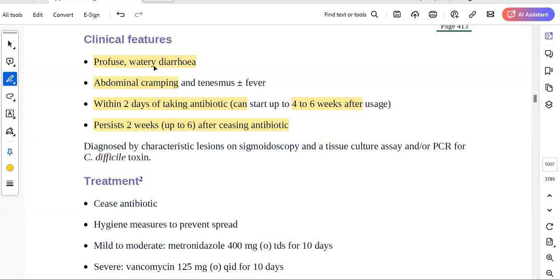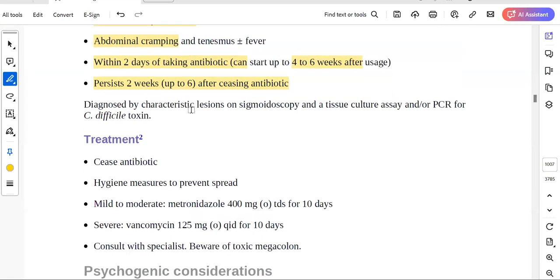Although it is mainly watery diarrhea, the patient can also get bloody diarrhea. So just because the question says there is blood in the diarrhea, don't rule out pseudomembranous colitis. How to diagnose? According to JEM, sigmoidoscopy is the main diagnosis, but normally in a practical scenario we send the stool for Clostridium difficile toxin PCR. And that is usually the diagnosis. That's all that we really need to do.